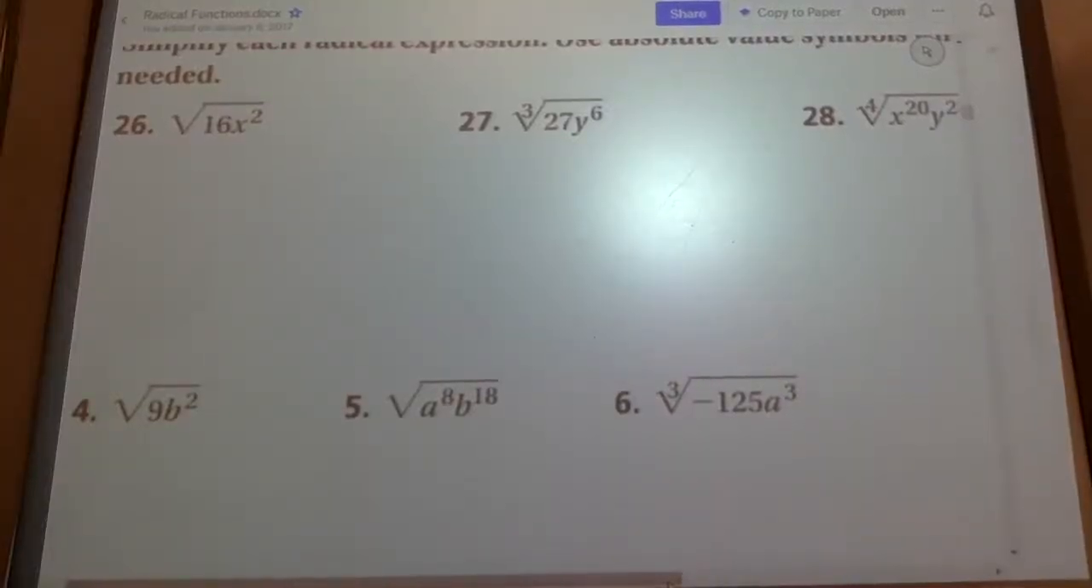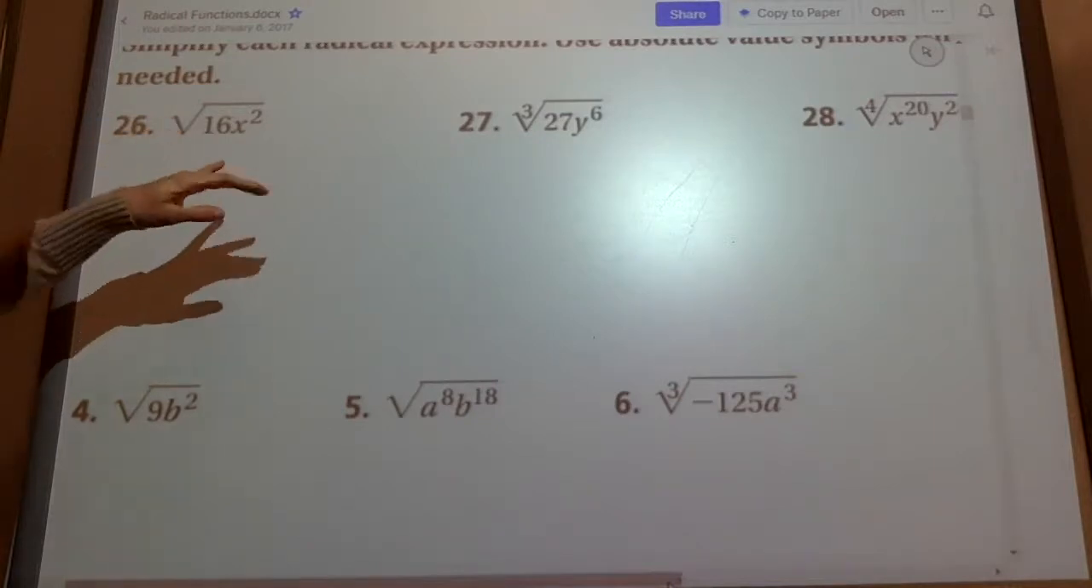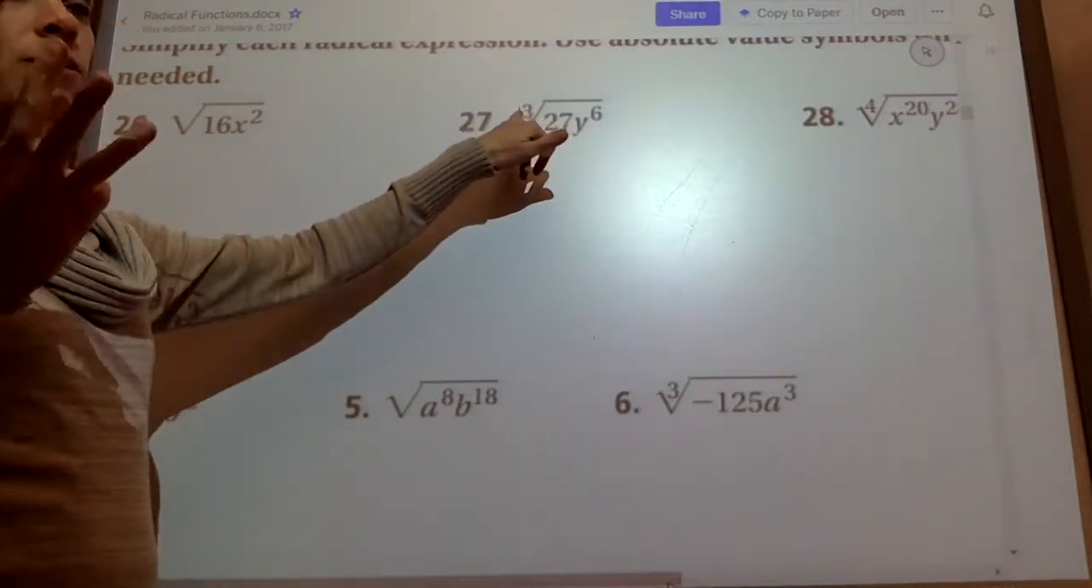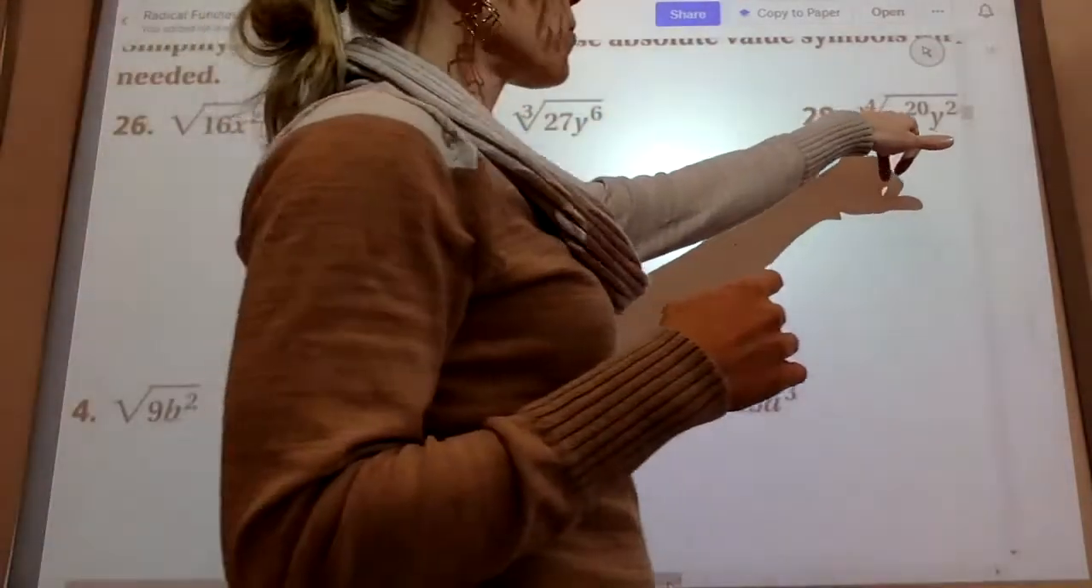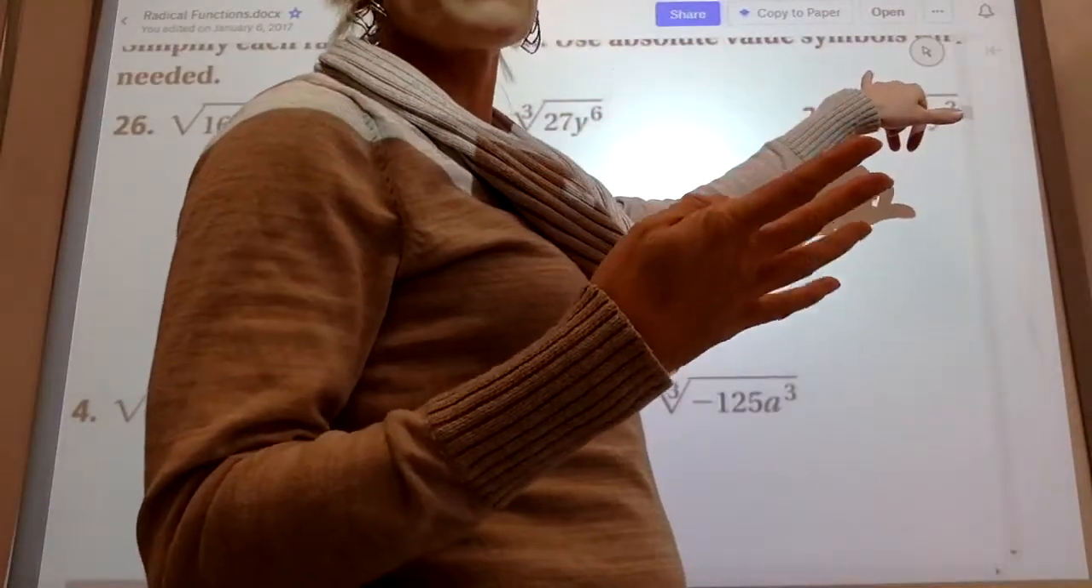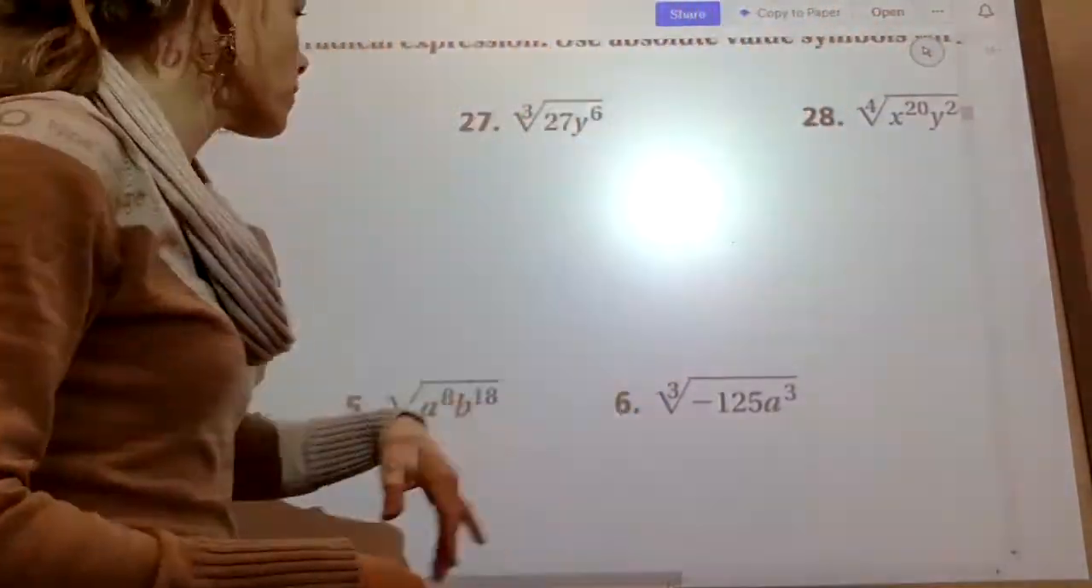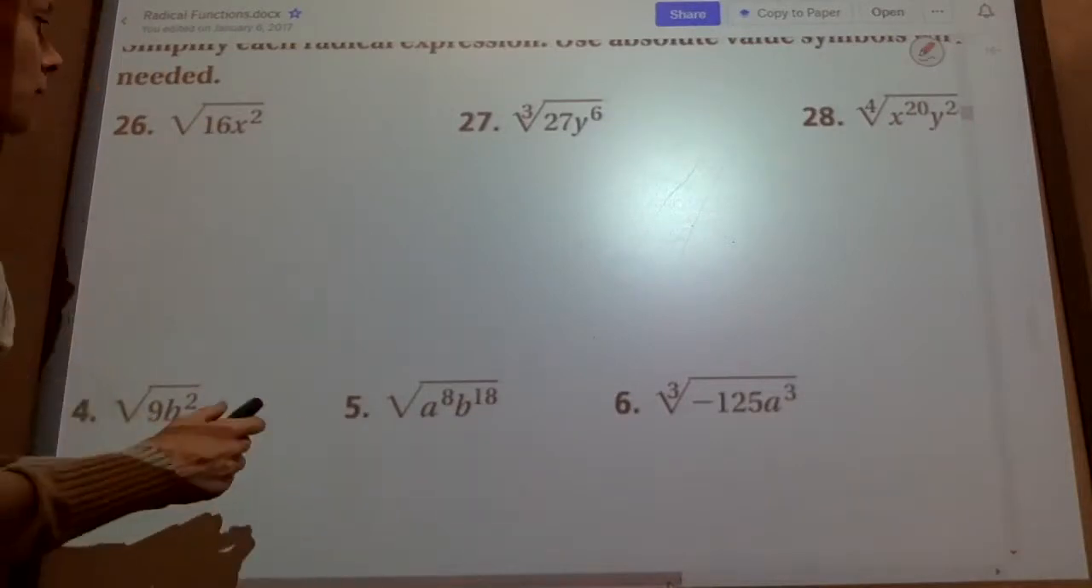Okay, so when we have variables, we have to think about what our rules are. Square root means 2 of something, you take 1 out. Cube root is going to mean 3 of something, I take 1 out. Fourth root is going to mean 4 of something, I take 1 out. Okay, simple enough. All right, so let's look at square root.